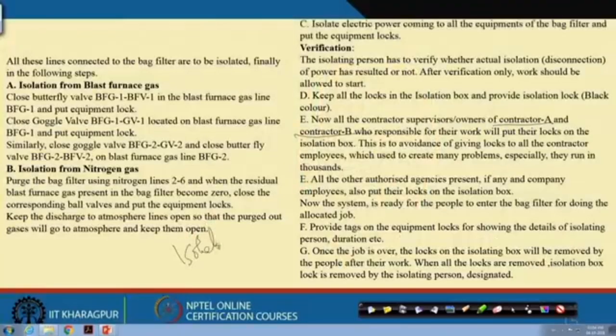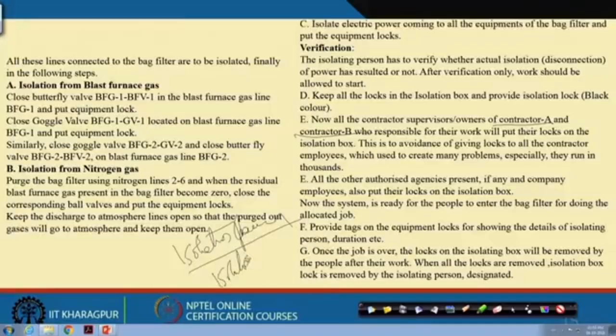See, there are three activities. One is the isolation planner. Those red circles where locks are to be put, all those things could be done by the man who has total knowledge about the things. He is called the isolation planner. Then the isolator. The isolator is the person who will go and put the lock on the equipment. So the first lock he will put, on all the equipment. Nitrogen lines, blast furnace gas lines, everywhere he will put the equipment locks.